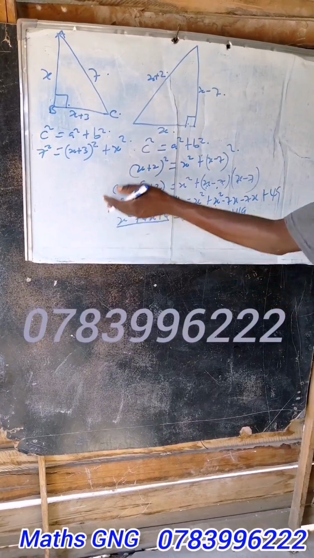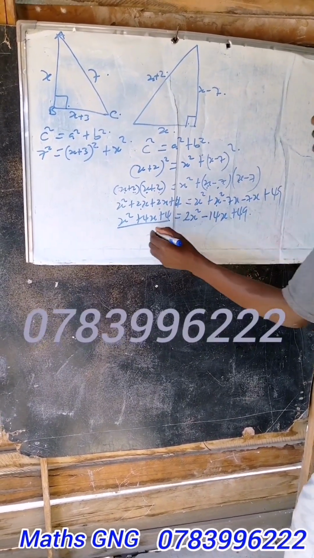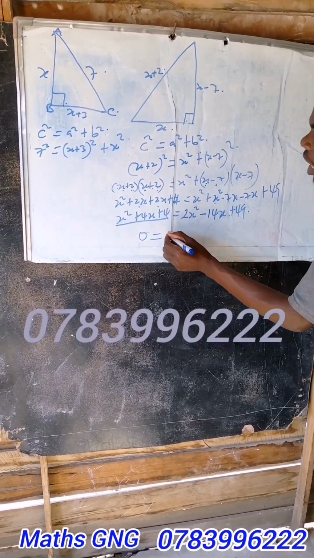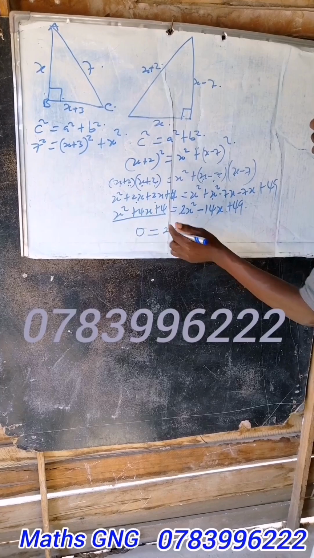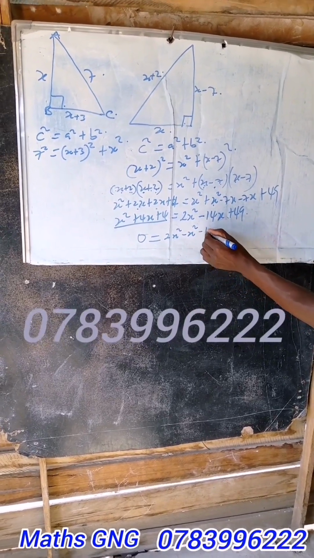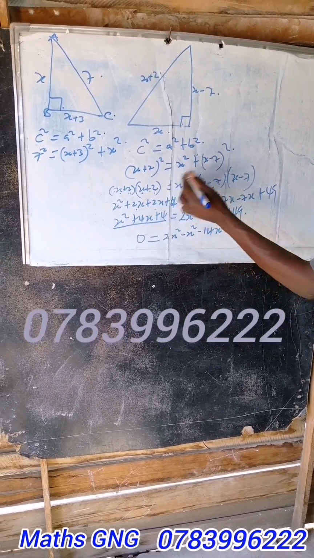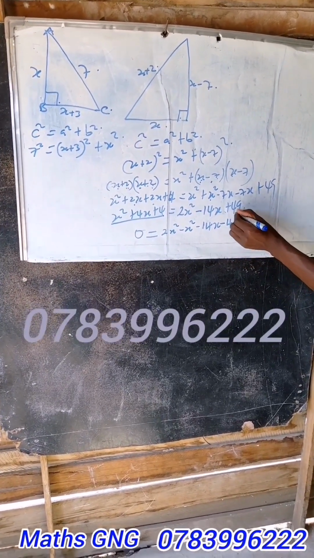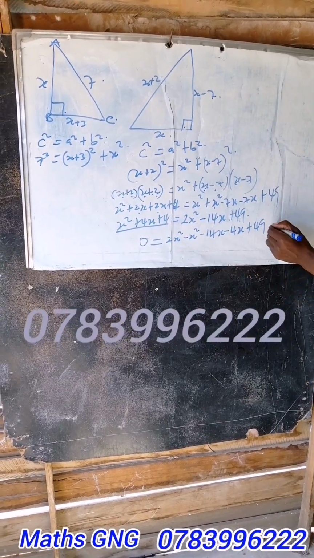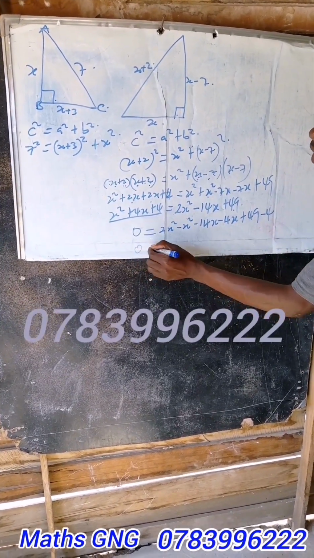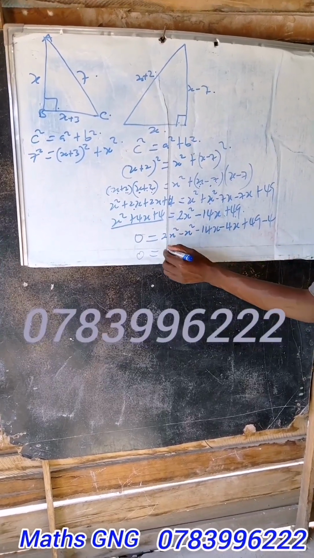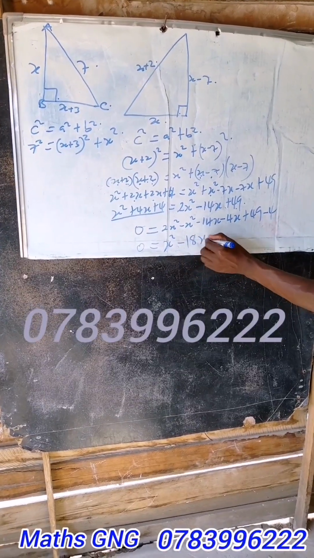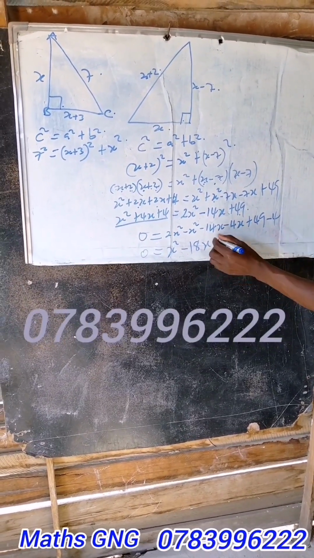All these, I'll take them to this side so that one side becomes 0. So I take this one, minus x squared, minus 14x, staying as is. I take this 4x and it changes sign to minus 4x. Then I will take this plus 49. I take 4 and it becomes minus 4. So 0 is equal to 2x squared minus x squared, that's x squared, minus 14x minus 4x is minus 18x. Then it's 49 minus 4, plus 45.